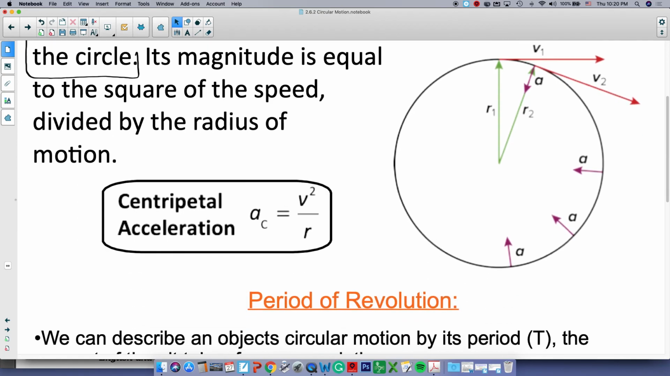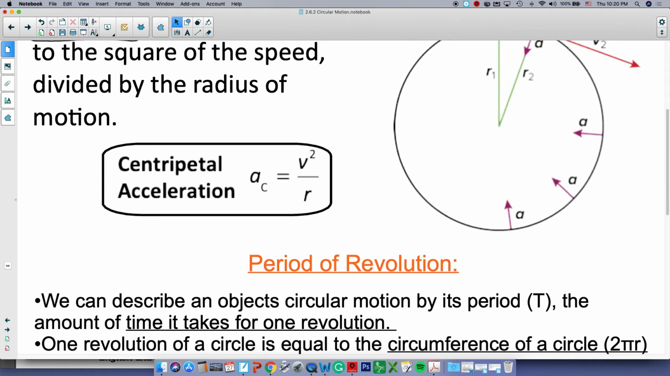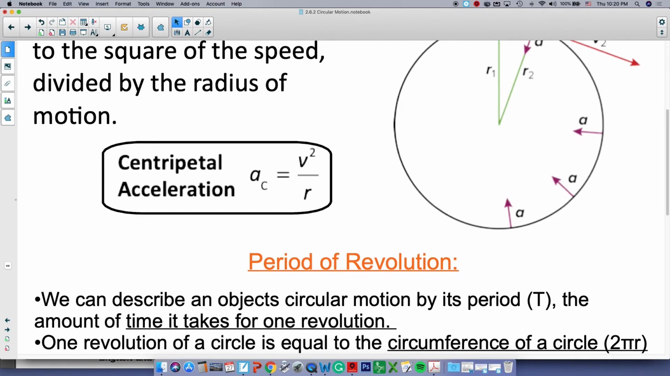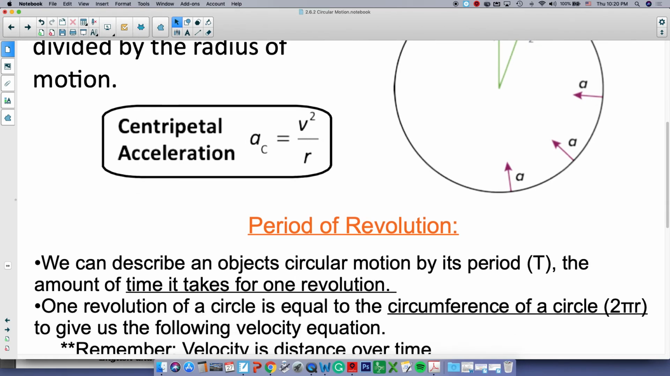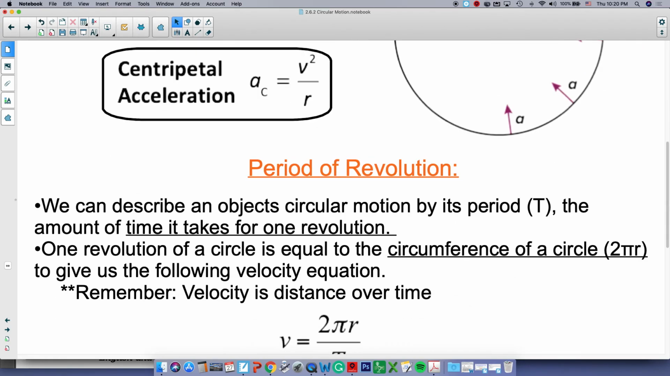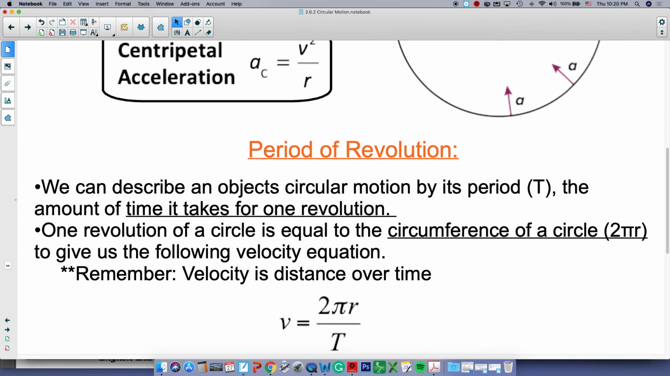Okay? So then a period, for you people that had trig, you already know what that is. That's like how long something takes to make one cycle. So we can describe our period here as, we'd have to solve for t here to actually get the period, but we can describe the circular motion by its period using the time it takes for one revolution. So the t is your period, and it's always going to be given to you in seconds.